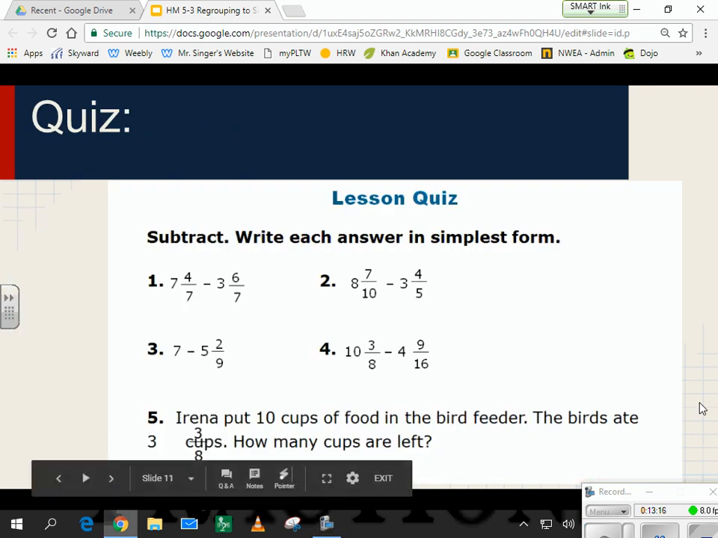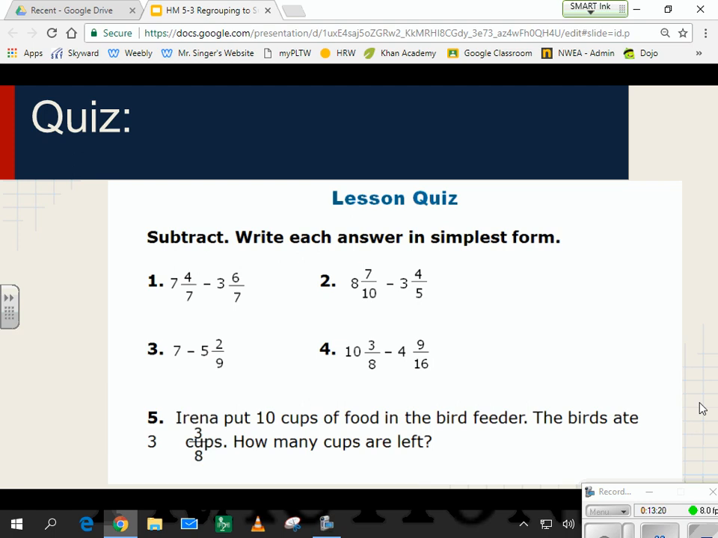Here's your warm-up. We have, or I'm sorry, not your warm-up, your quiz. You have to subtract all of them, but remember you're going to have to use regrouping, one of the methods you've seen. So the last one here, it says, Irina put 10 cups of food in the bird feeder. The bird ate 3 3/8. For some reason, it slid over. So that may make it a little easier by rewriting that. Good luck.